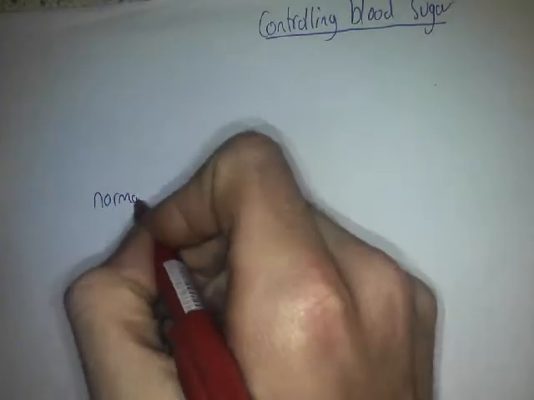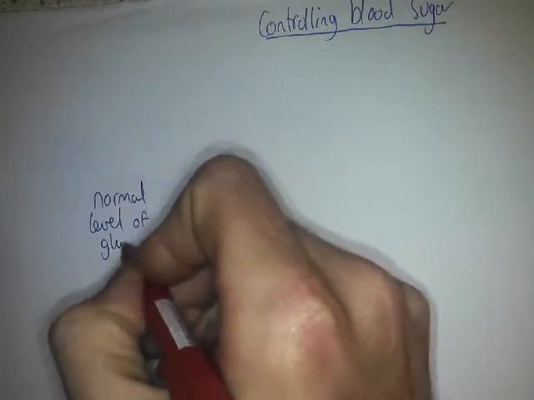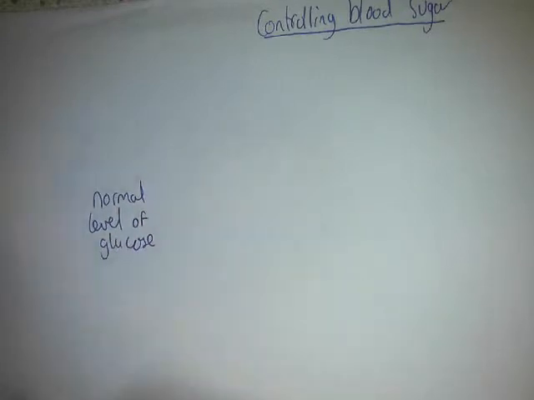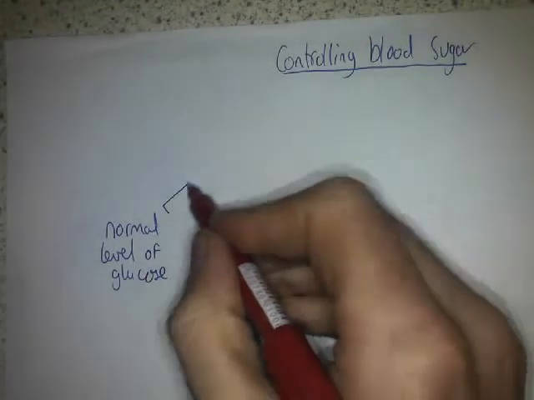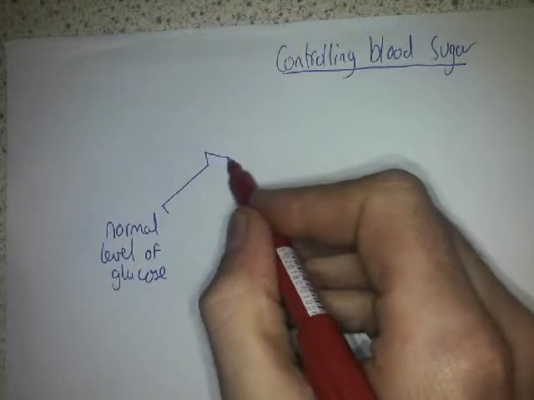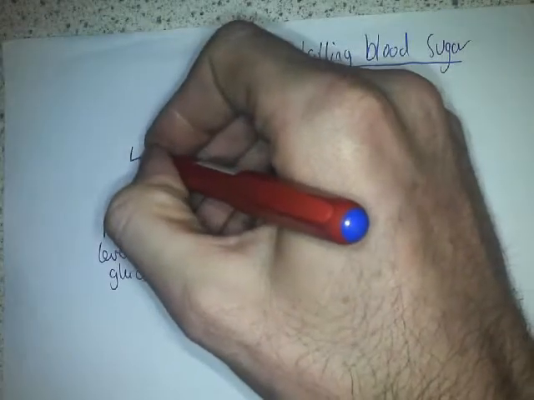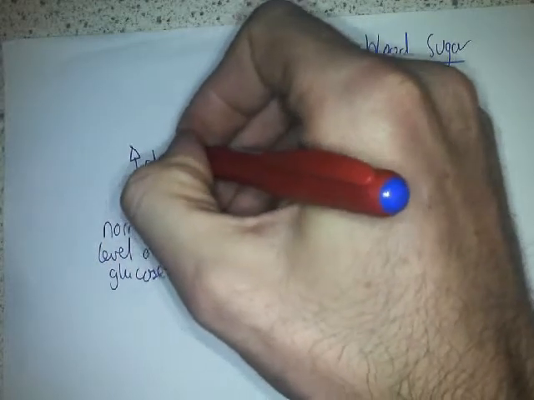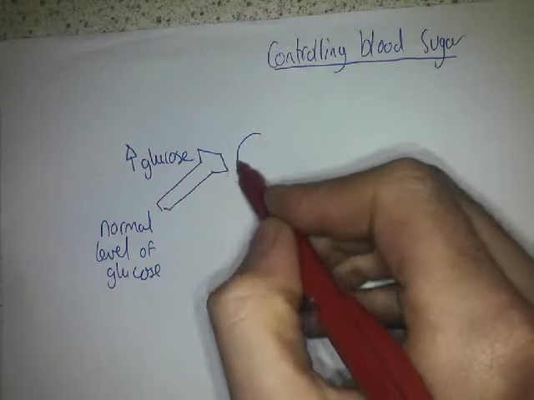So let's start at a normal level of glucose. So that's when it's happy. So let's increase that glucose. So let's say we've eaten a Mars bar or had a meal. And we do something like this. We've got an increase in glucose. That is detected by the pancreas.